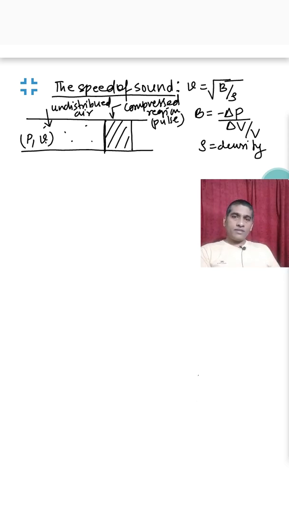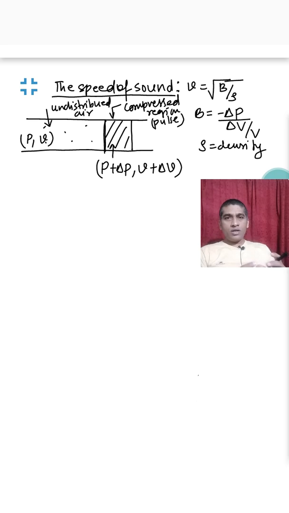Now we always know in case of compression, the pressure is high. So let P plus delta P be the pressure of the compressed region, and delta P is taken positive for compression. Definitely the air inside the compressed region will have lesser speed. So let V plus delta V be the speed inside the pulse, and delta V is taken negative.